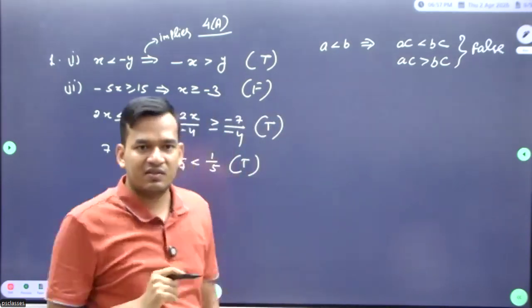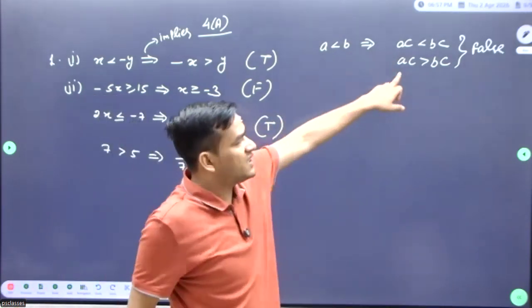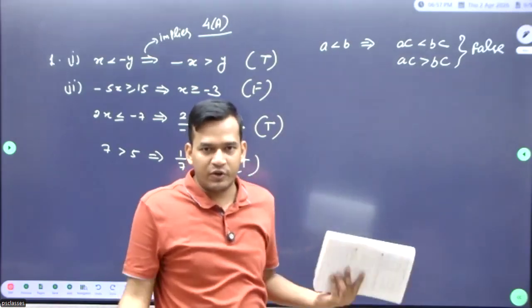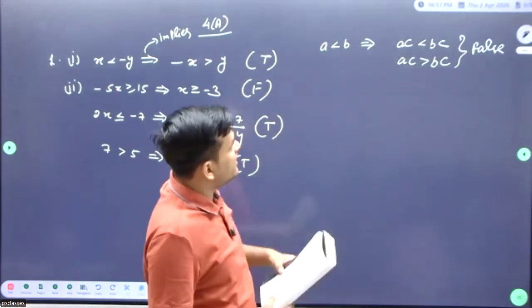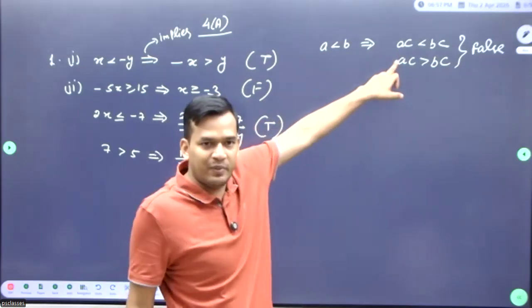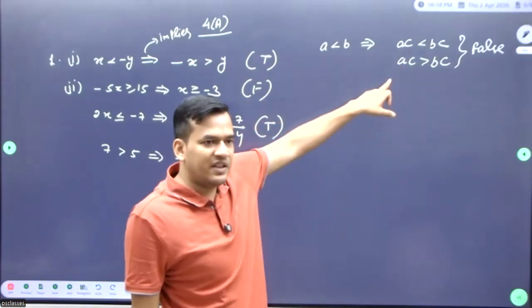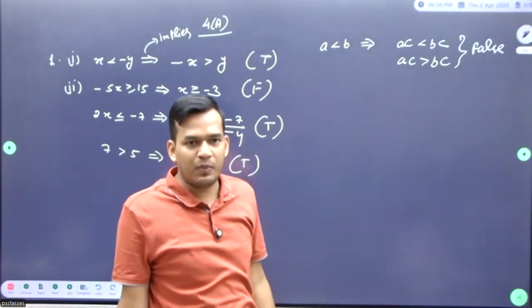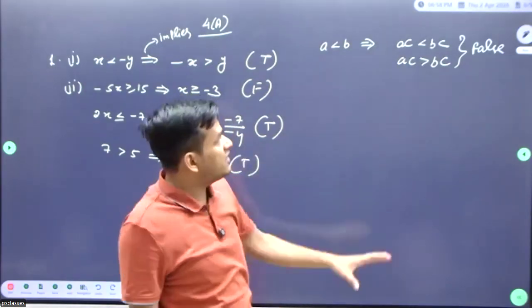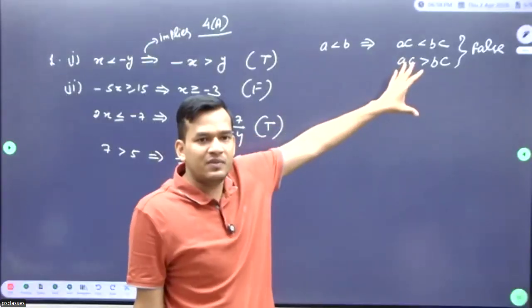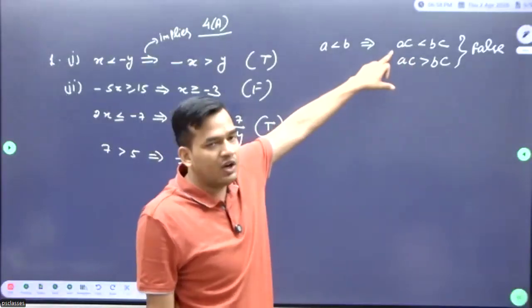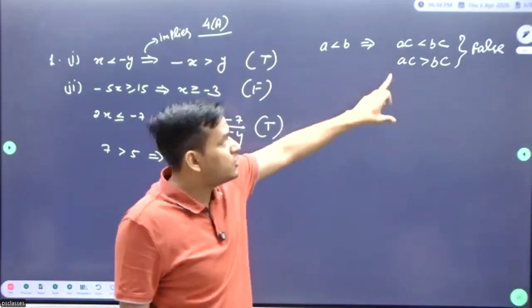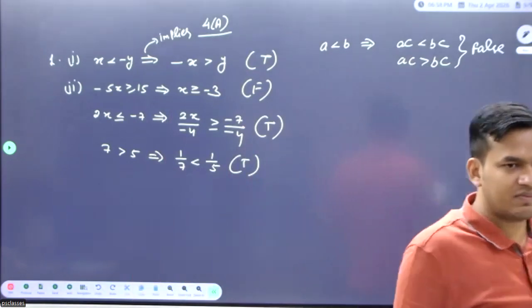In some cases, this statement will be true, but not in all cases. Suppose c is positive, then the first statement will be true. If c is negative, then the second statement will be true. But the value of c is not given. C can be positive or negative. So this is not true for all values of c. This is true only for positive values, and this is true only for negative values. So both of these statements are false.